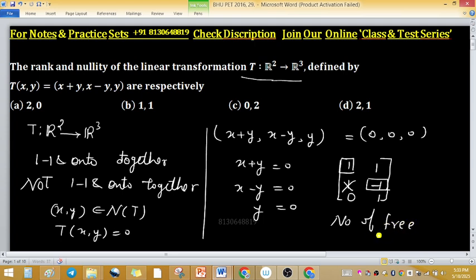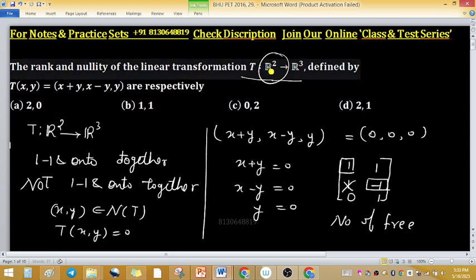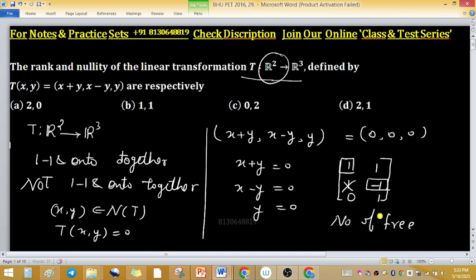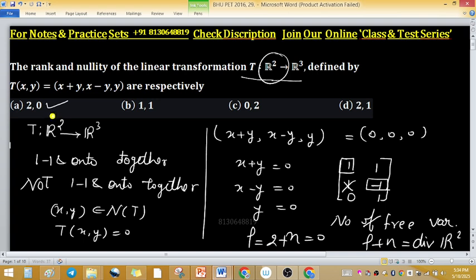Number of free variables, sorry, there are only two variables because it is coming from R square. So, no free variable, it means nullity is 0, and using the rank nullity theorem, rank is 2, and we know that rank plus nullity equals the dimension of the domain vector space V, dimension of R square. So, using this information, we can take option A as the right one.